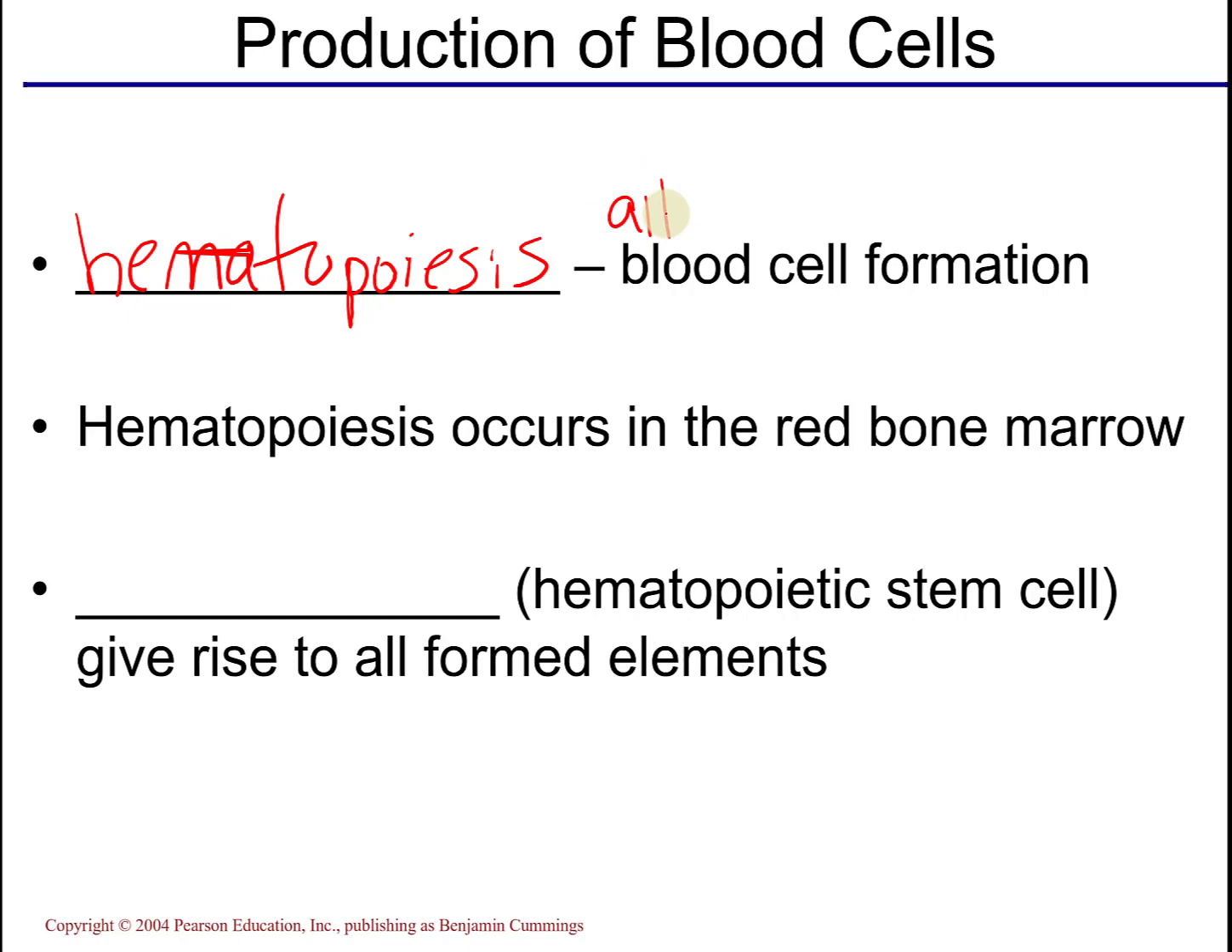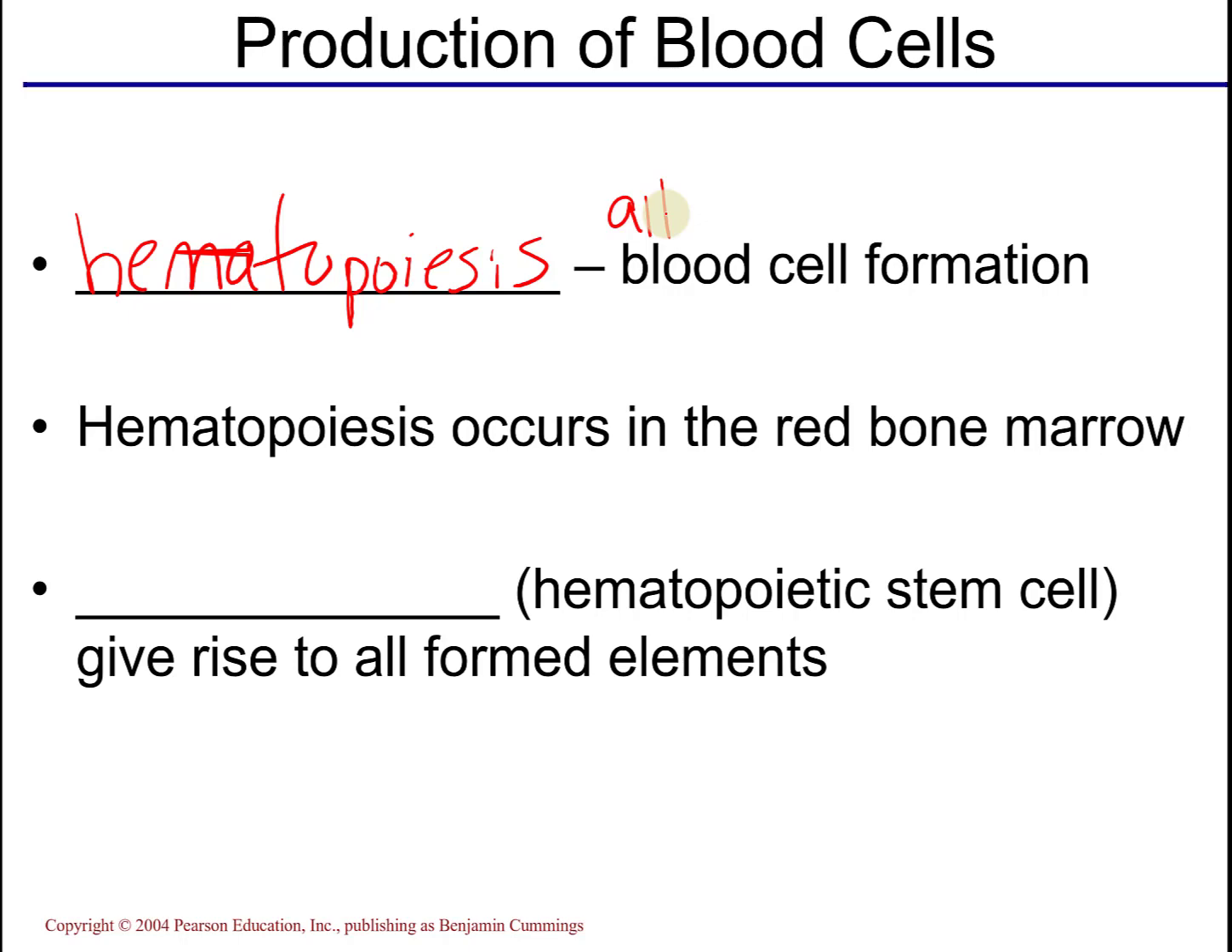Hematopoiesis occurs in the red bone marrow. So in an adult, there's a fair amount of red marrow in the proximal epiphysis of the humerus, or the proximal epiphysis of the femur, also in the hip bone, also in the sternum. But usually if someone is giving a bone marrow transplant, they're going to avoid the sternum and go for the bigger bones.